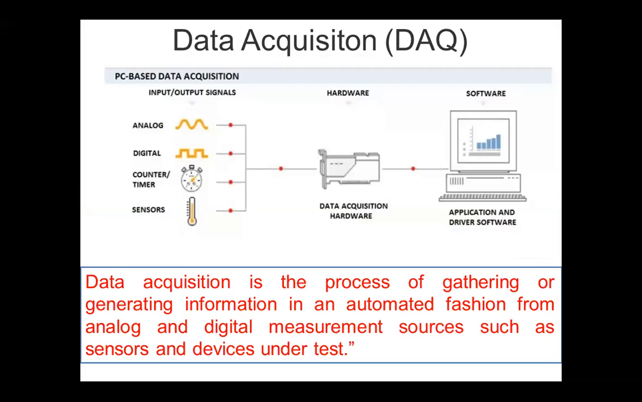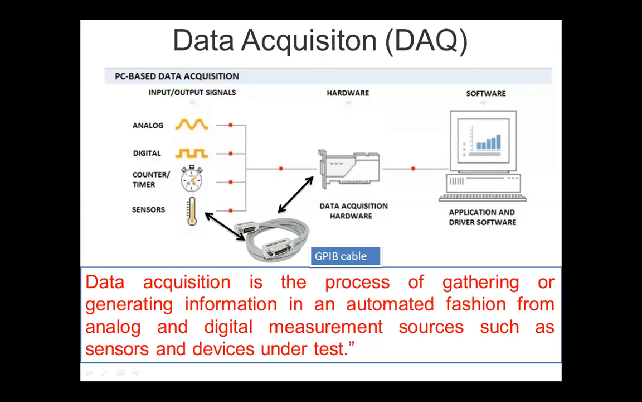The main part, why I'm saying this, is that we are sitting in a physical world. It can be an analog world, or it can be a digital world. It can be any physical variable, like a sensor, a temperature, a timer, or a counter. How do we integrate them with the computer? First of all, we have to take the data and convert it to a digital signal with an analog to digital converter, and then transfer this data to data acquisition hardware. And how will we transfer it? By a GPIB card, and then this will be fed to your computer. And here in the computer, you'll write your LabVIEW program. So data acquisition is the process of gathering or generating information in an automated fashion from analog and digital measurements such as sensors, devices, and tests.